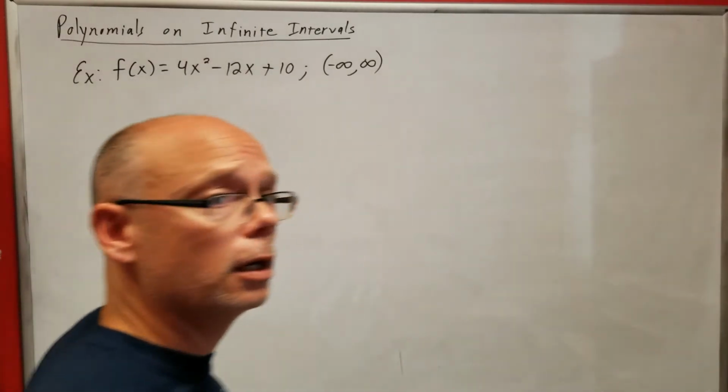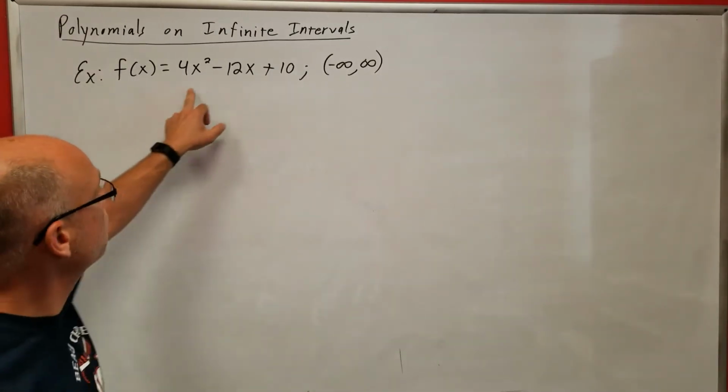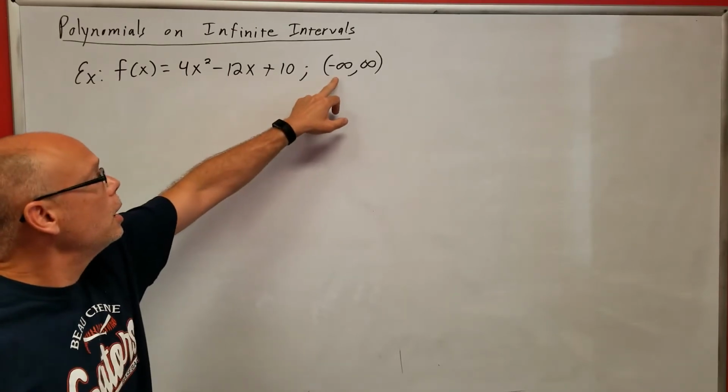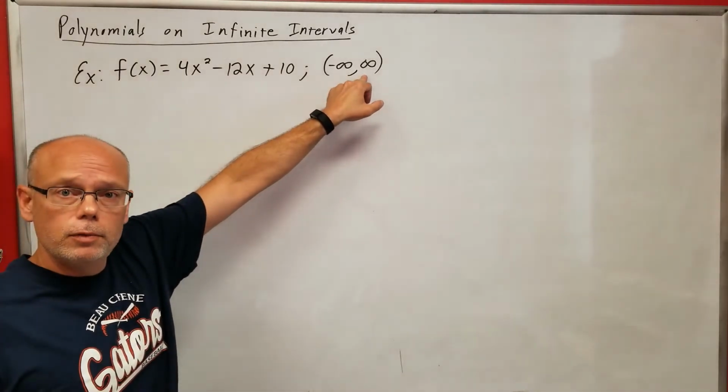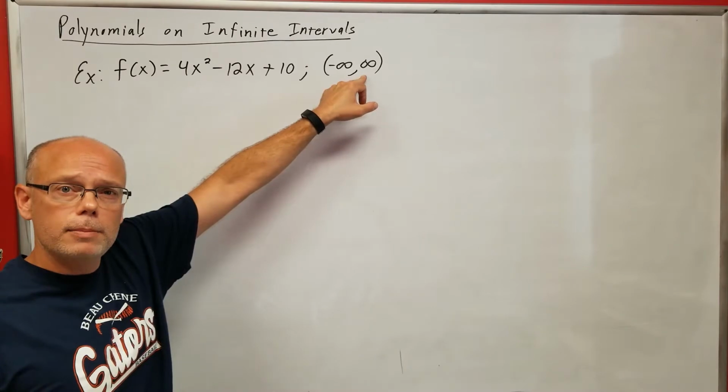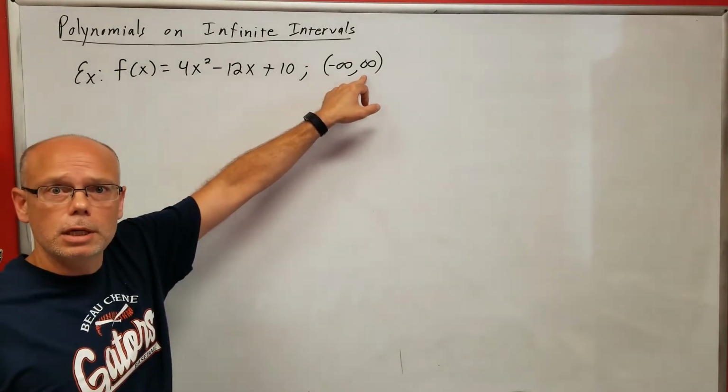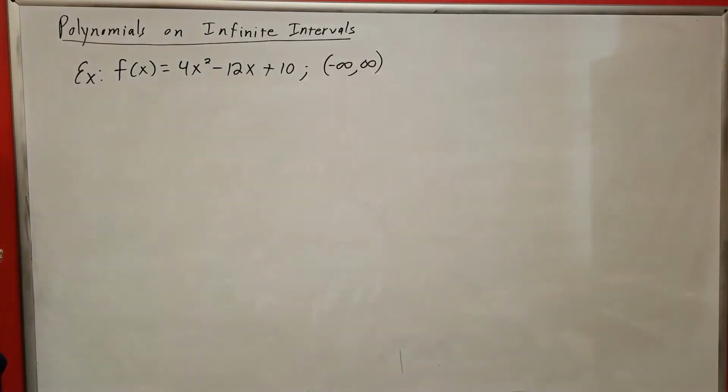Polynomials on infinite intervals. Let's suppose we have a polynomial function here, and we have an interval from negative infinity to infinity, and it wants me to find the absolute max and absolute mins, and where they occur.